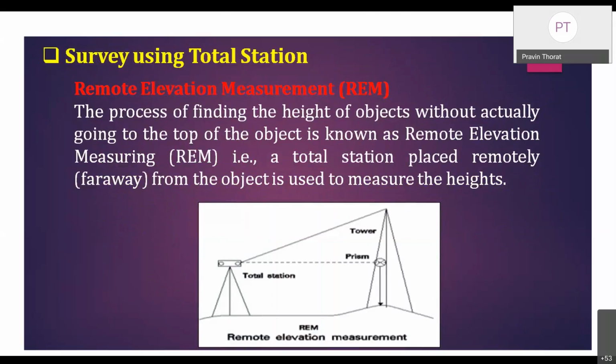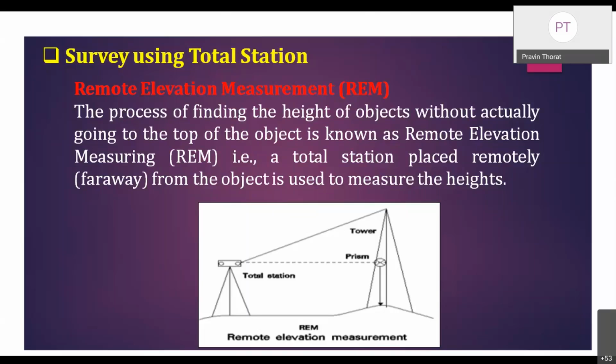Some types of survey work done by using total stations are mentioned here. First is remote elevation measurement. We know that by using a theodolite, we can measure vertical and horizontal angles. By using tacheometry, we find the sloping distance and the horizontal distance. But by using a total station, we can also find remote elevations where we cannot reach.